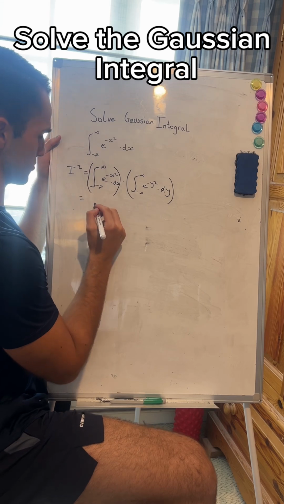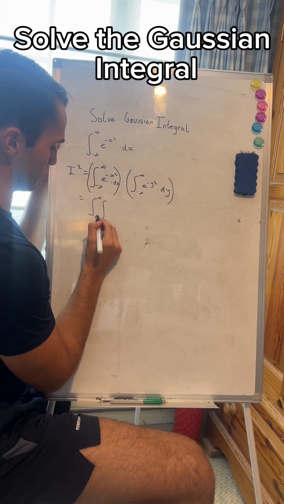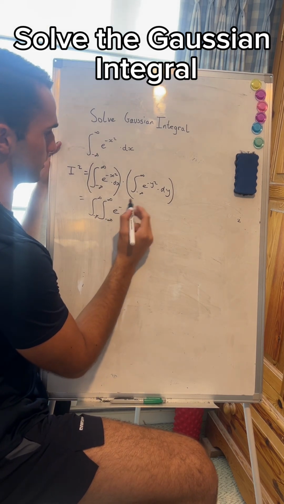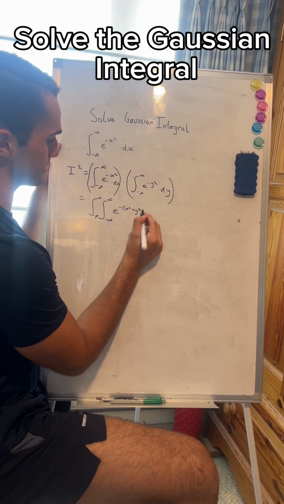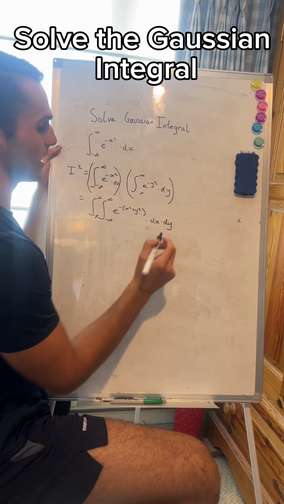So this equals the double integral between infinity and minus infinity of e to the power of minus (x squared plus y squared), with regards to dx dy. This is step 1.